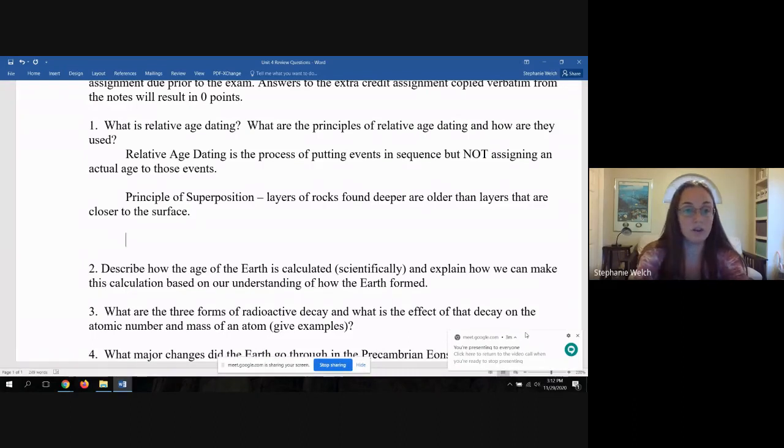The next one that's really important, so superposition was Steno's law. The next one that's really important is the principle of cross-cutting relationships.